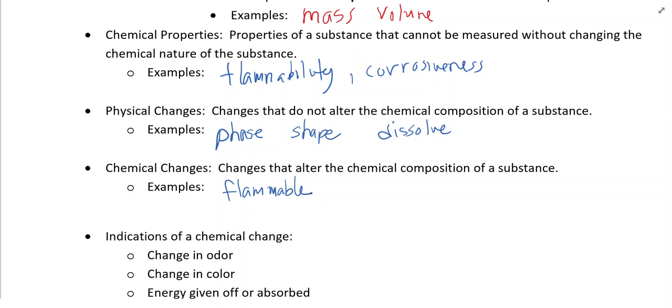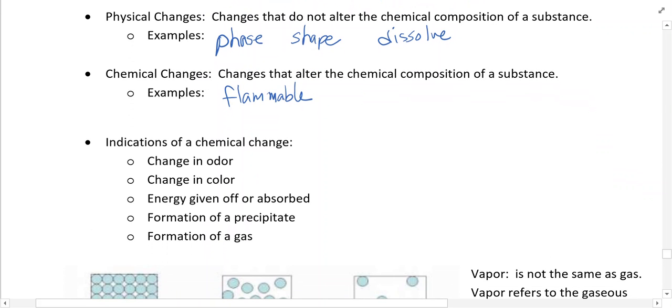How do we know if a chemical change occurred? There are actually 5 indicators. The first is the change in odor, change in color, energy given off or absorbed, formation of a precipitate, or formation of a gas. So odor, color, those are pretty self-explanatory. So energy given off, the easiest way for us to tell is if there's a temperature change, but that's not always the case. Sometimes we will see energy in different ways, such as in light.